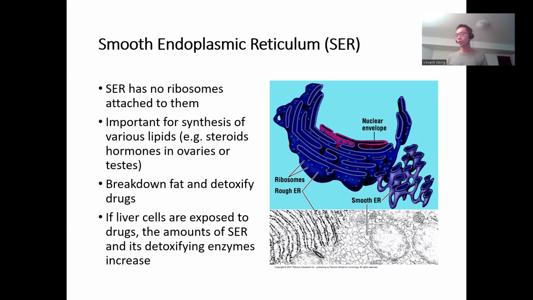Okay, and when you finish your course of drugs, then you don't need as many SER, and then you can kind of lower them again. So it's not static. The situation is dynamic, it's fluid. It's going to match the demands of the body. So again, rough ER is for synthesis of proteins. Smooth ER is for synthesis of lipids, as well as breaking down lipids and fats and detoxification of drugs.